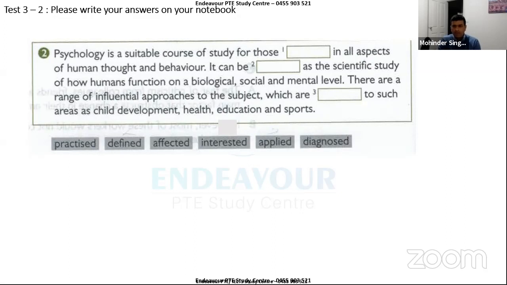Next one, last one, Lena. Which are applied to such areas. Yes, that's what we need: which are applied to. So either you apply for or you apply to, but not apply as. For a native speaker, such areas as child development, not development. How do we say this word? Development, the most commonly mispronounced word. There's no extra sound, it is just D, development. Health, education, and sports.